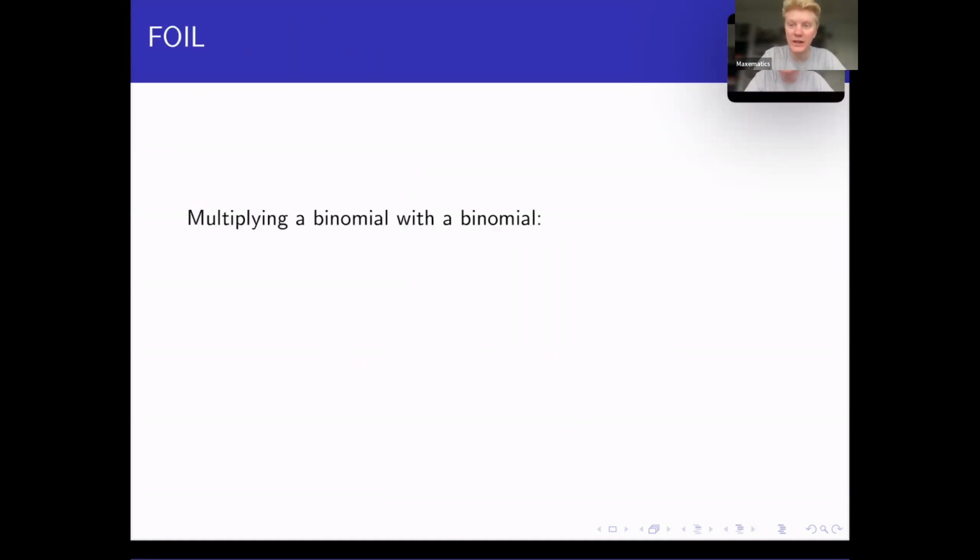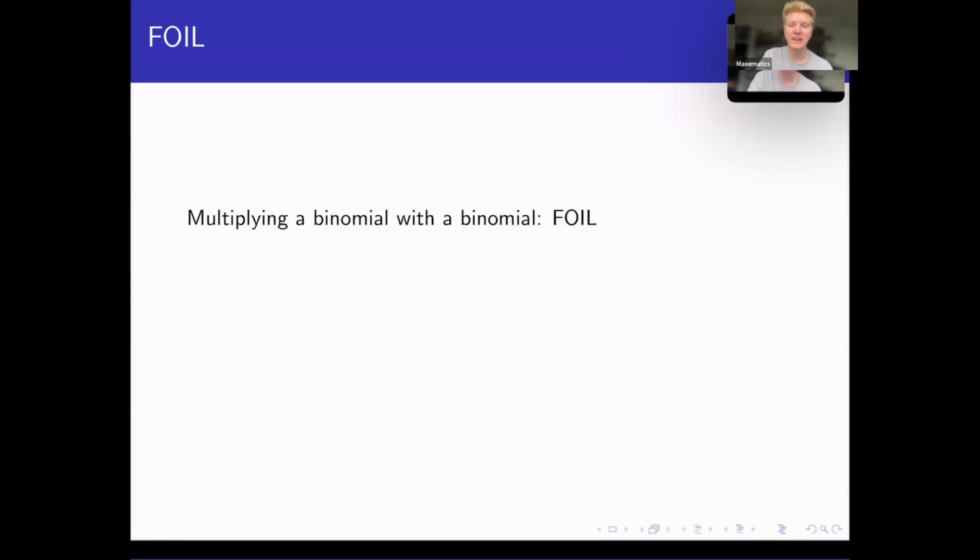If we want to multiply a binomial with a binomial, so a binomial is a subgroup or subtype of polynomial where a binomial is just 2 terms. So a polynomial is any number of terms. A monomial is 1 term. Binomial is 2 terms. Okay, well, what we're going to do is introduce this acronym FOIL.